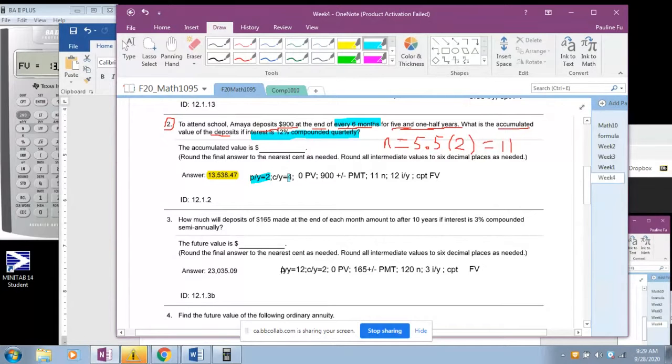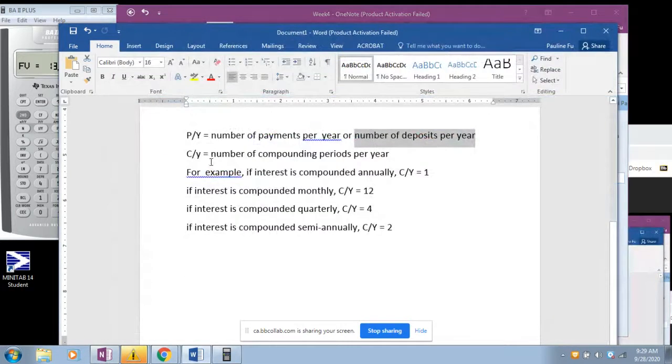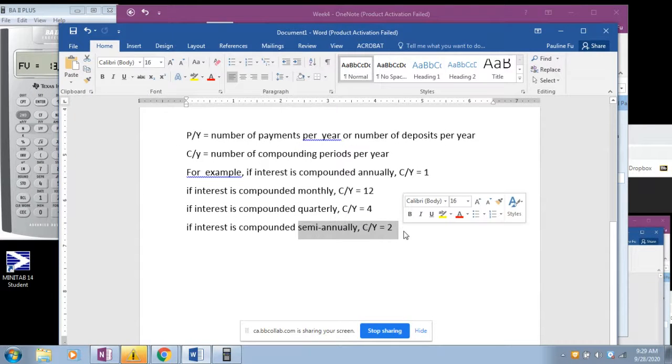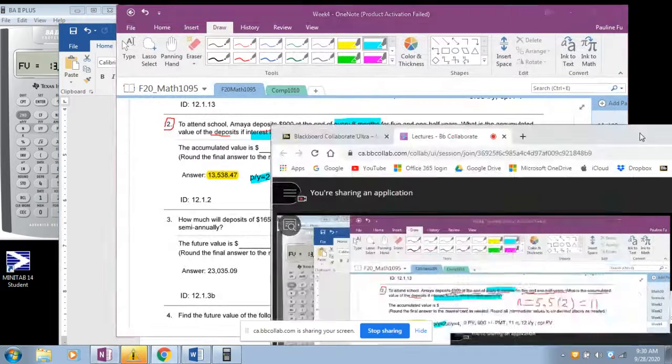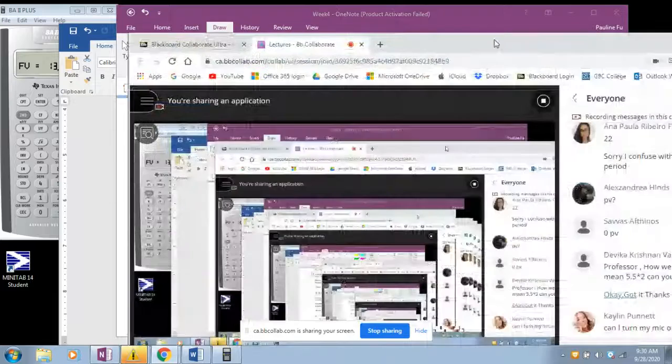Why CY equal to 4? Read this statement. What is CY? Number of compounding periods per year. Quarterly equals 4. Exactly. Just remember this. Quarterly equal to 4. Monthly equal to 12. Semi-annually equal to 2. That's it. Thank you for your question. Fantastic. Any other questions?